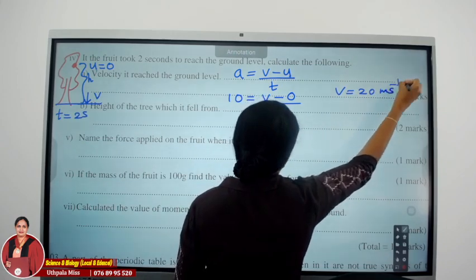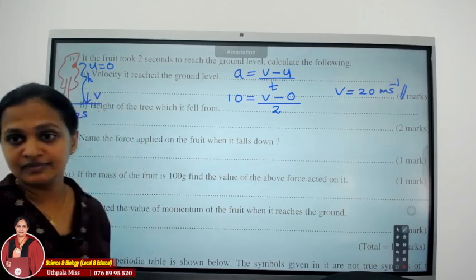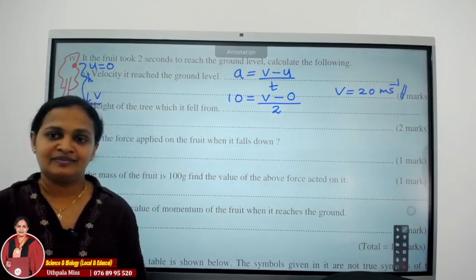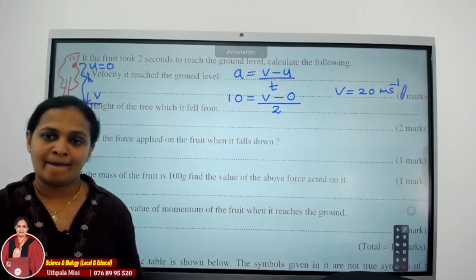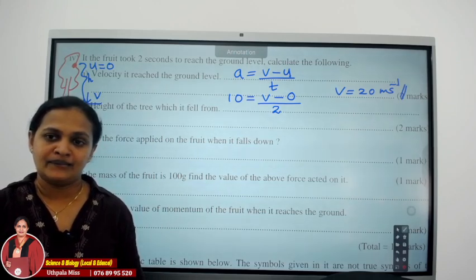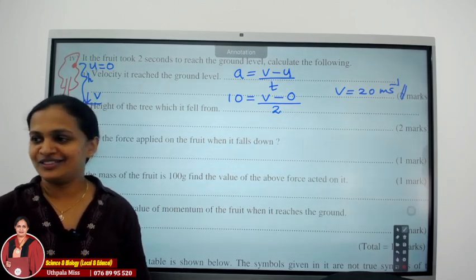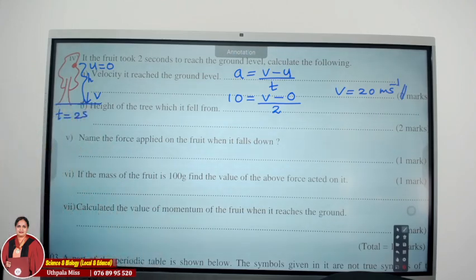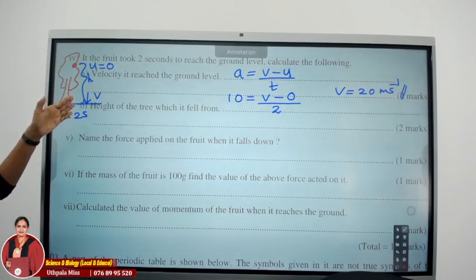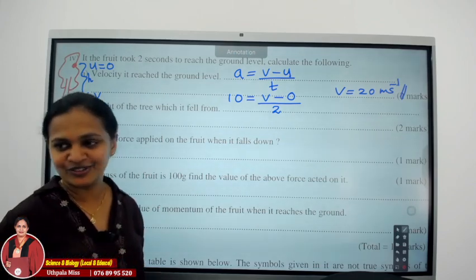Hands up those who got the answer. Okay, 10, 12, 13. 13 of you have got it. Good. Height of the tree which it fell from. Height. How do you find the height? How do you find the height?